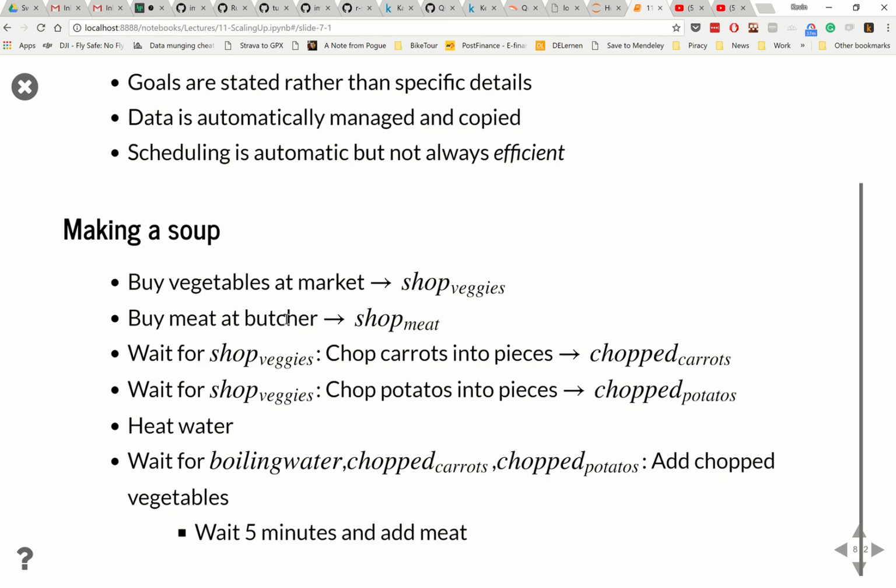If you look at making a soup with this metaphor, you can have buy vegetables at the market, which goes into shop veggies. Buy meat at the butcher goes into shop meat, and then you can say wait for shop veggies, and then chop carrots into pieces, wait for shop veggies, chop potatoes. You have a list of independent tasks, and the relationship between the different tasks is specified in the task itself. So this task knows you can start doing it, but if you haven't already shopped for the veggies, then it doesn't make sense to run the task. You need to wait for shop veggies to be finished before you can start. And the same thing with meat at the butcher.